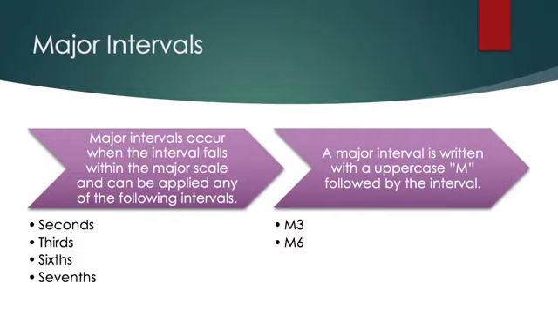From 1 to 7 is a major 7. I'm going to talk a little bit more about this, but for now, all your major and perfect intervals occur within the major scale in relation to the first note of that scale. So a C major scale, C to G, they're 5 notes apart, so that's a perfect fifth. We're going to get into more of that when we actually talk about how to calculate chromatic intervals in just a moment. So remember, the major interval must be written with an uppercase M followed by the numerical interval value.